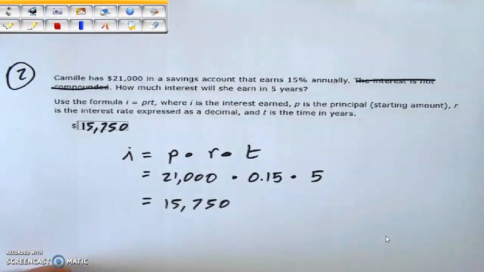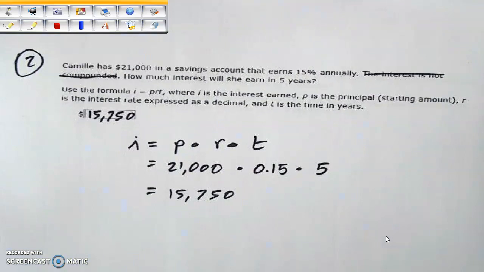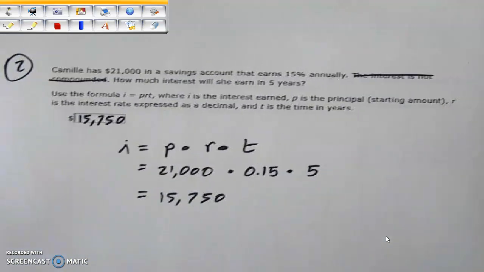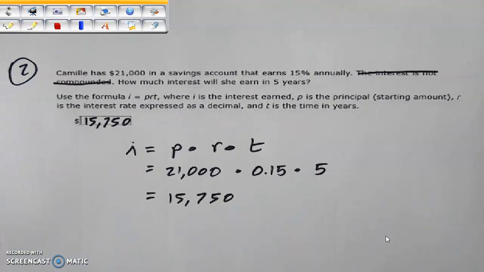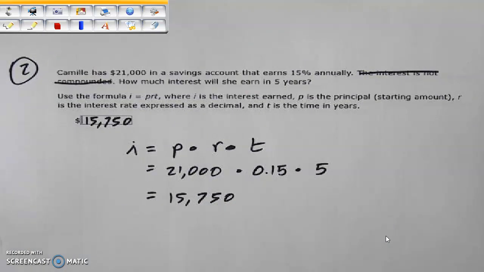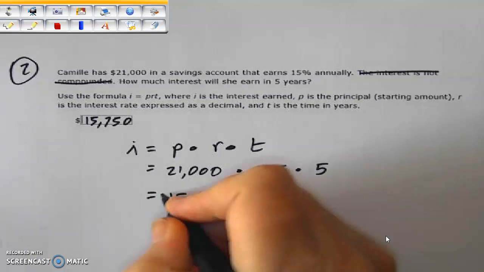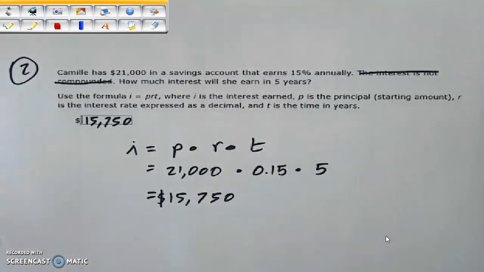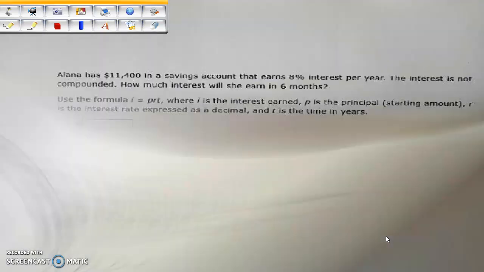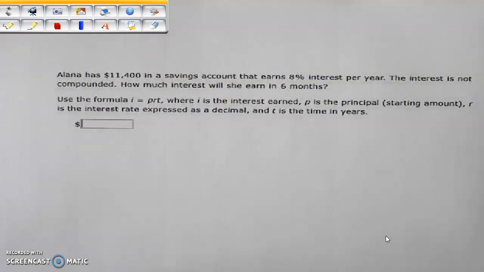I also want to let you guys know that these interest rates that they're using in these problems are not realistic. A 15% interest rate in a savings account is not a realistic amount. It's usually much, much lower than that. It's down around 1% or 1.5%. So I want you just to know that these numbers are not realistic. Okay, let's put the dollar sign there, seeing as it's money. And let's do number 3.